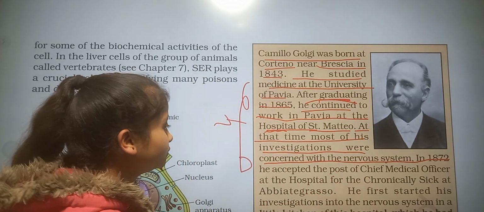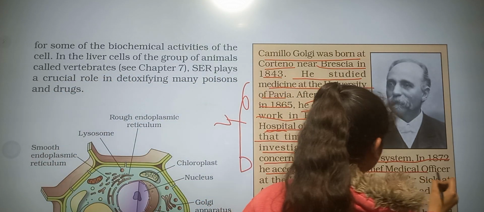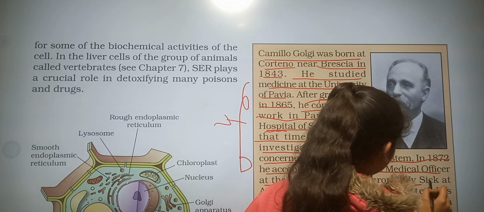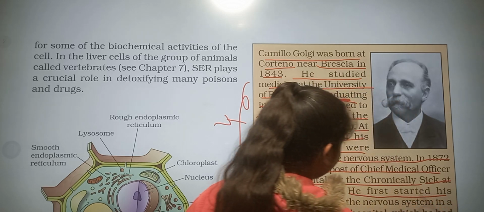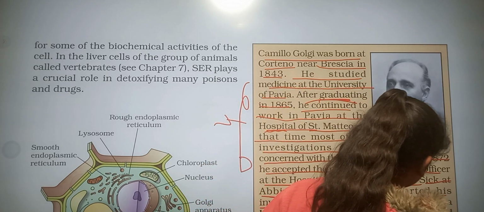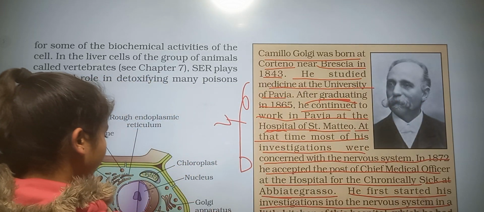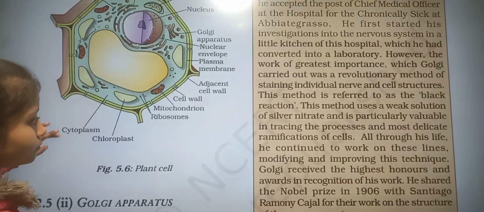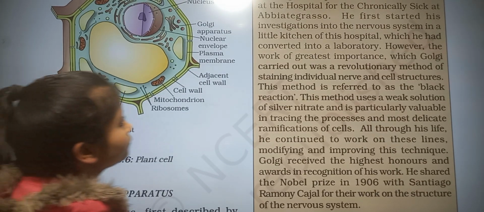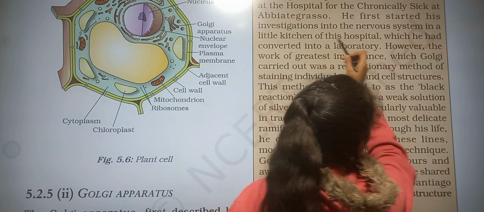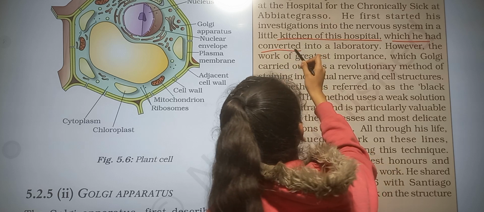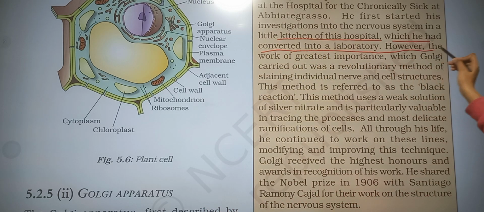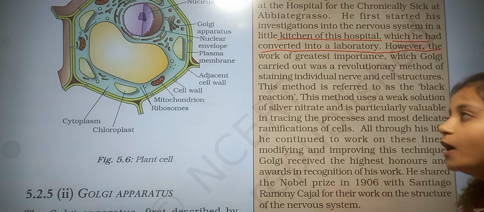After graduating, he accepted the post of chief medical officer at the hospital for the chronically sick at Abbiategrasso. He first started his investigation of the nervous system in the little kitchen of his hospital, which he had converted into a laboratory, where he started his first investigation on the nervous system.